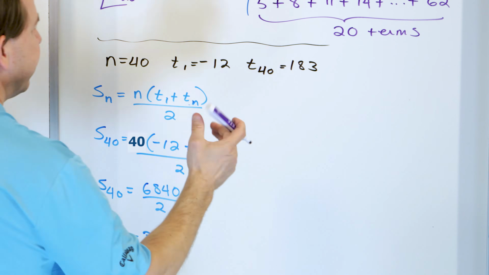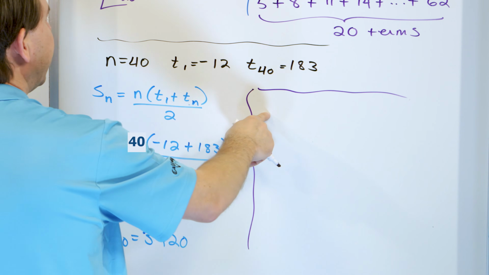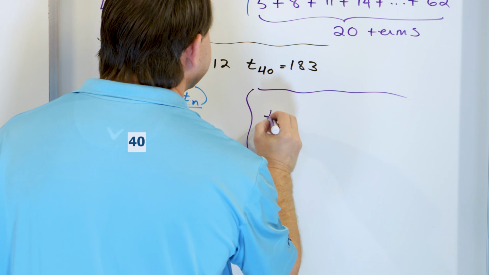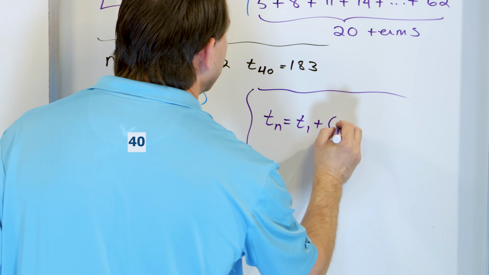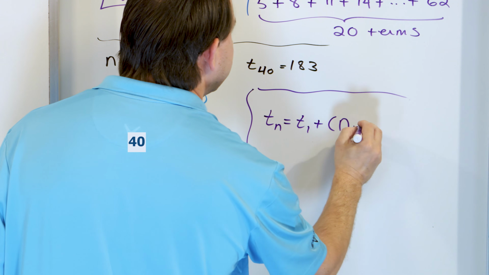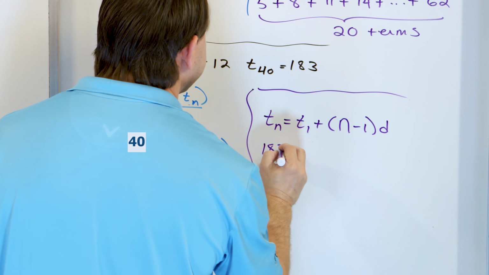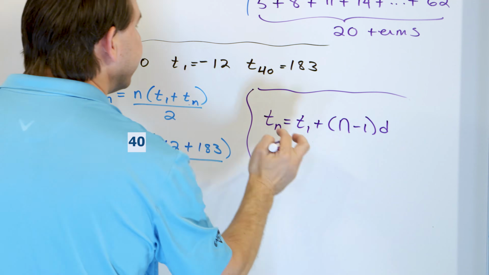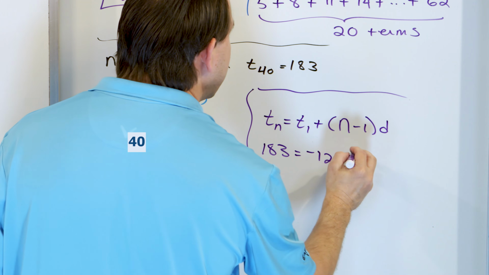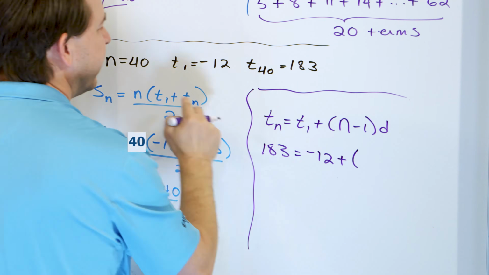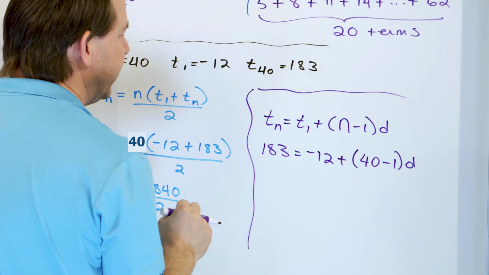Let's go and, just because we did it for the last problem, let's do that same thing here. What is the equation to predict all the terms of this series? The nth term is the first term for arithmetic plus n minus 1 times the common difference. Now the last term we know is 183. The first term we know is negative 12. We also know how many terms we have, 40 terms here. So it's 40 for n minus 1, and we want to figure out what the common spacing is here.